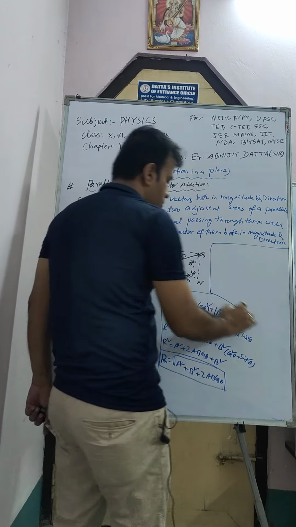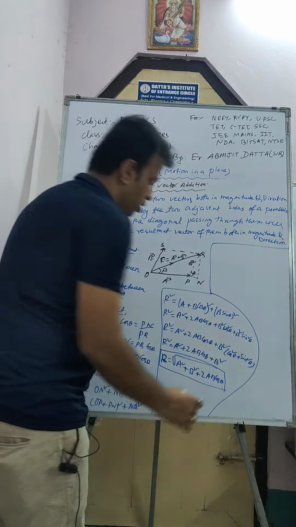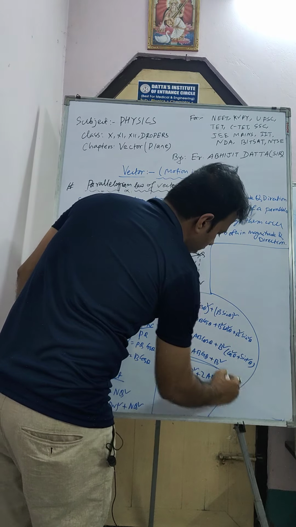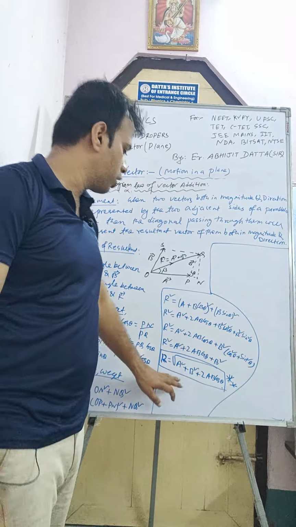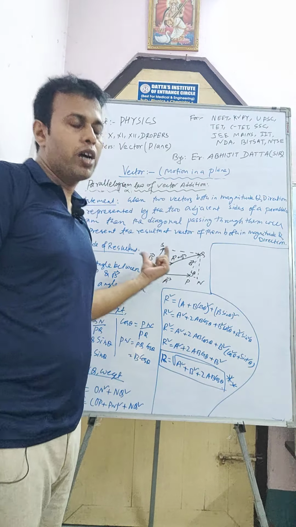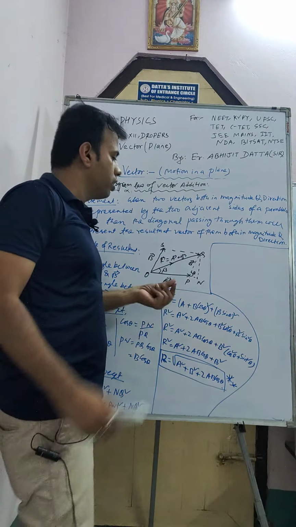Okay, now what is this, sir? This is the magnitude of the resultant vector R. Okay, now we have to find the direction of the resultant vector.